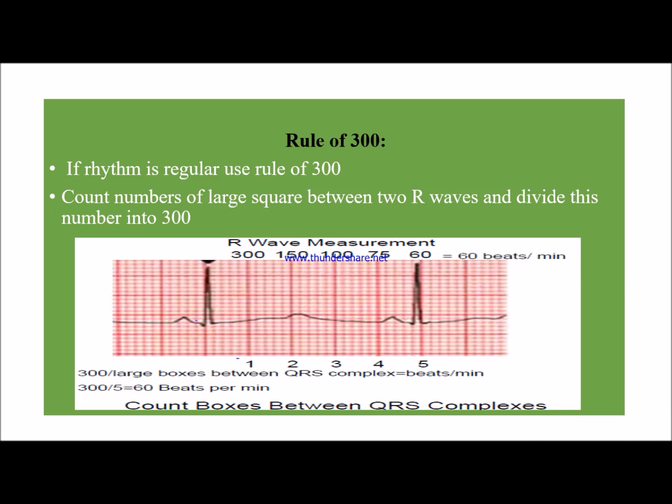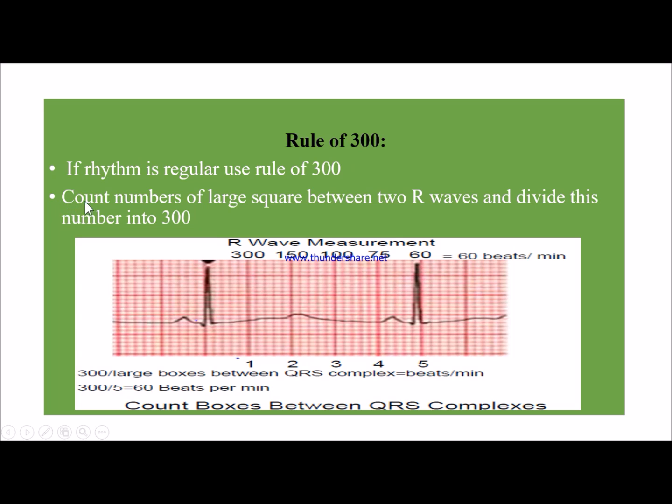Let's see how to calculate the heart rate. There are several ways to calculate it. First is the rule of 300. If we have a ruler, we put it here and measure from one R wave to the next R wave. This is 300, 150, 100, 75, 60, and so on. If the rhythm is regular, we can use the rule of 300. Remember, only if the rhythm is regular. We cannot use it for an irregular rhythm, as it won't be accurate.